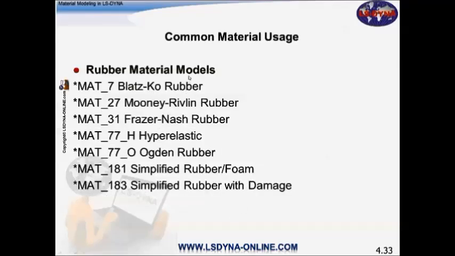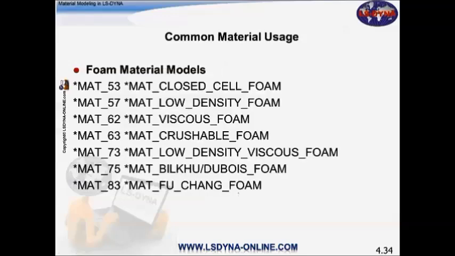For rubber materials, these are the material models I'm going to discuss. Material 7, Blatz-Ko, material 27. Blatz-Ko is a one-parameter model. Mooney-Rivlin is a two-parameter model. And then there is Fraser Nash rubber. And there is the Ogden function, material 77, and then there's the simplified rubber and simplified foam with damage and without damage, which I'm going to talk about as well.